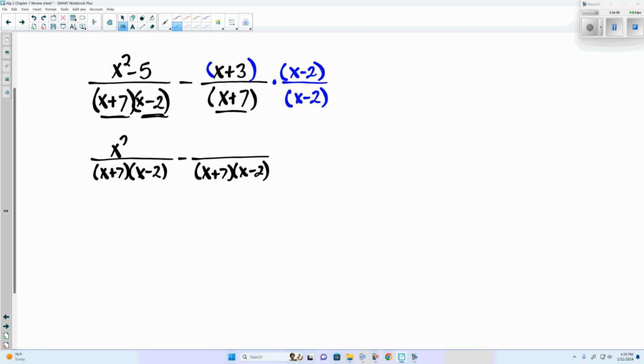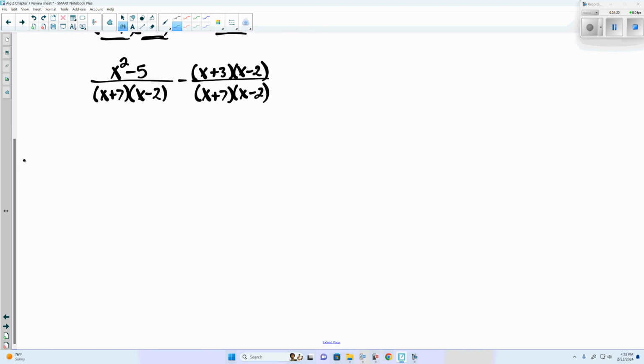Now the numerator on the left is still x squared minus 5. The numerator on our right, we have x plus 3 times x minus 2. And I feel it's easier to start subtracting if we have this numerator multiplied out. So we're going to do x times x, x squared. X times negative 2 is negative 2x. 3 times x is plus 3x. And 3 times negative 2 is negative 6.